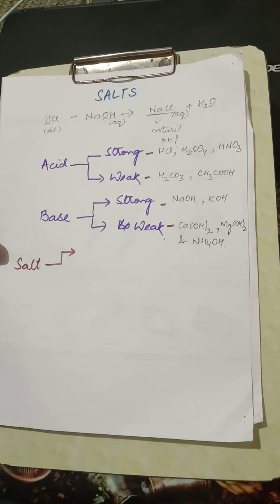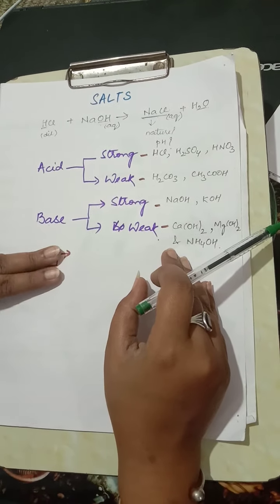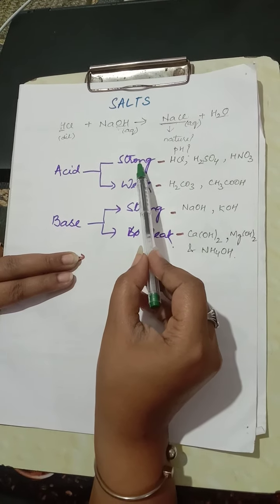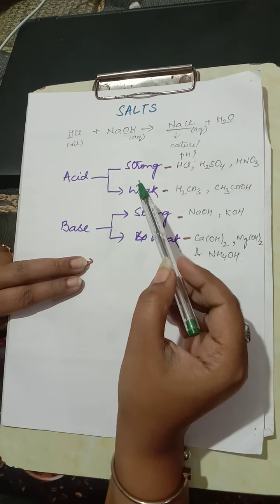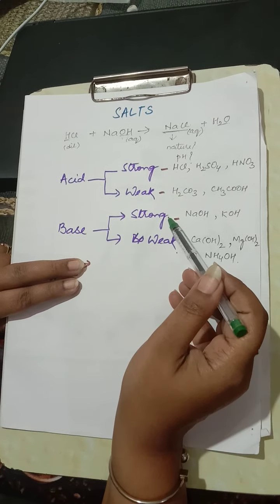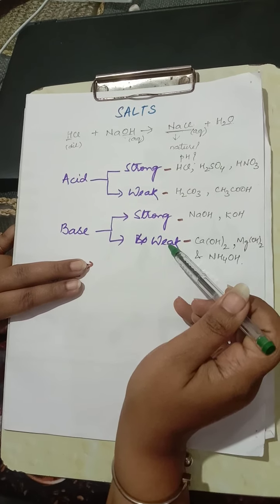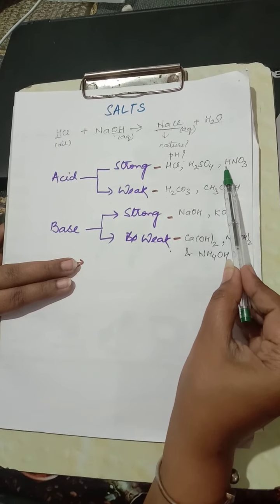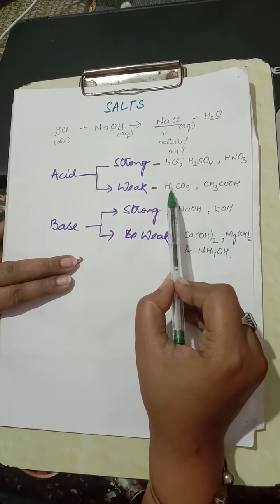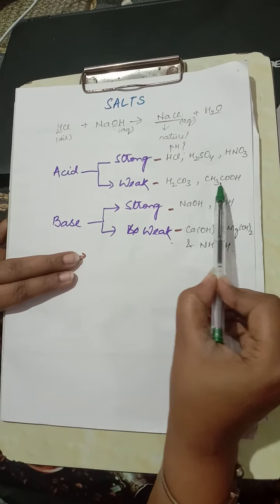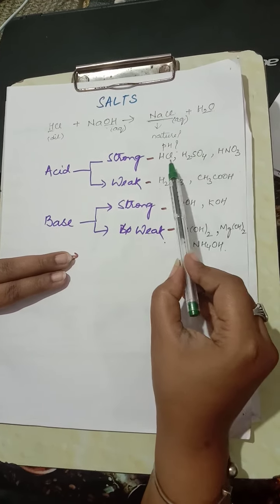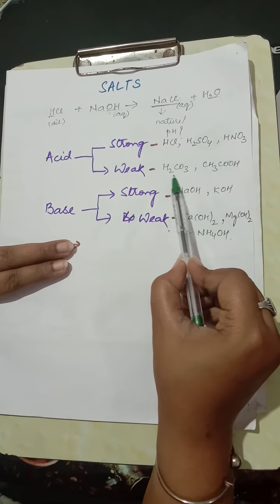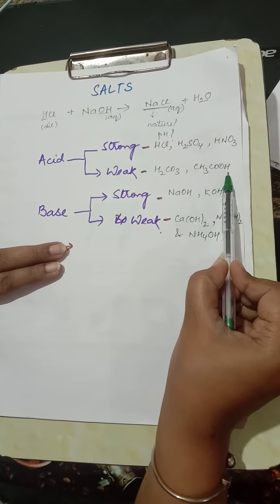We have already learned the acid as well as base. Acids are of two types, strong acid and weak acid. Bases are of two types, strong base and weak base. Three examples of strong acids: HCl, H2SO4, HNO3. Two examples of weak acid: H2CO3 and CH3COOH. Hydrochloric acid, sulfuric acid, nitric acid, carbonic acid and acetic acid.